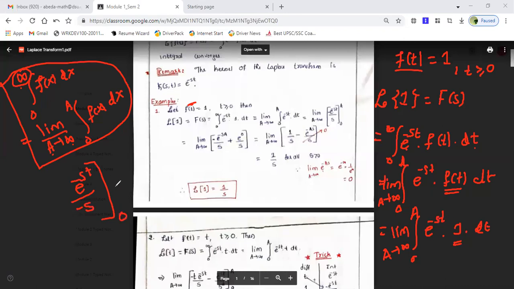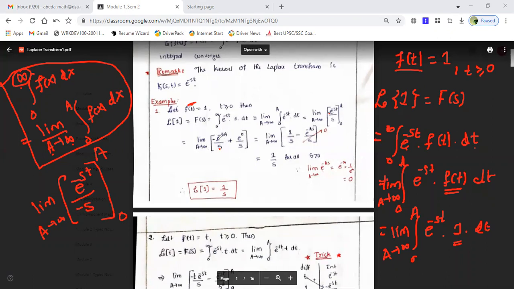Now apply the limit from 0 to a here, and limit as a tends to infinity. If I apply the limits, wherever t is there, I apply a. Already I have this minus sign, so it is minus e to the power minus s into a upon s. For the lower limit, when you substitute, it is minus of minus, so it becomes plus e to the power 0, that is s into 0 is 0, divided by s. Limit as a tends to infinity.